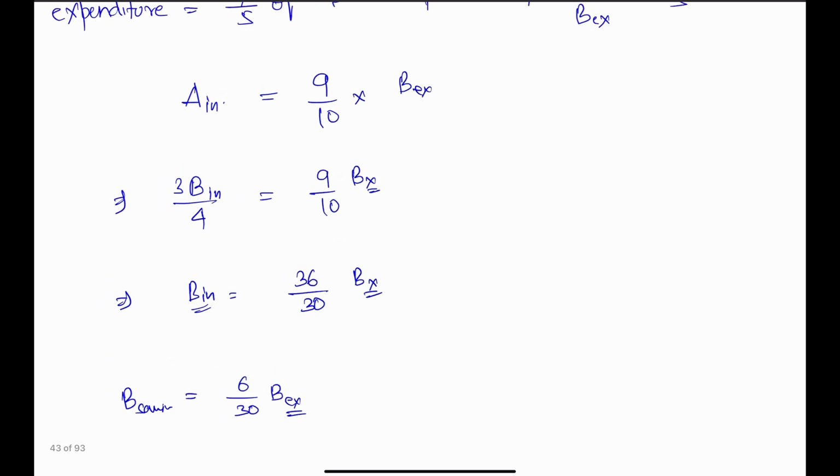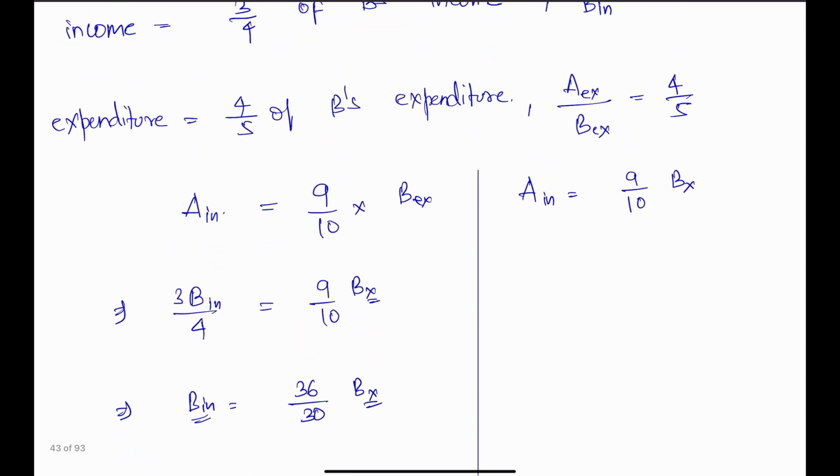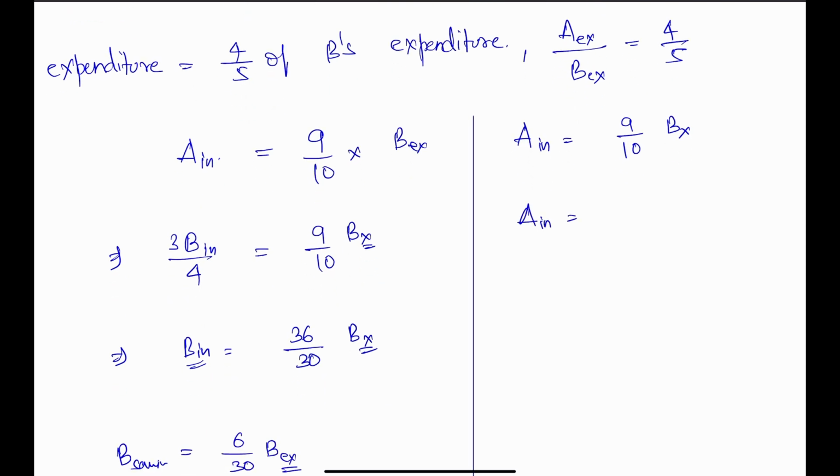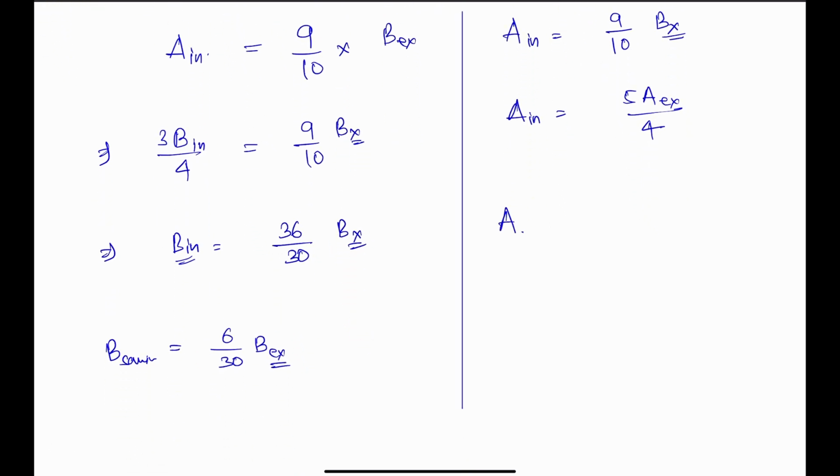So in this case, I can rewrite this. A's income equal to 9 by 10 of B's expenditure, and B's expenditure can be written in the form of A's expenditure, that is 5 upon 4. So my income is this much, so A's savings will be how much? Income minus expenditure. So income is this much and expenditure is A's expenditure, so that would be A's expenditure upon 4.